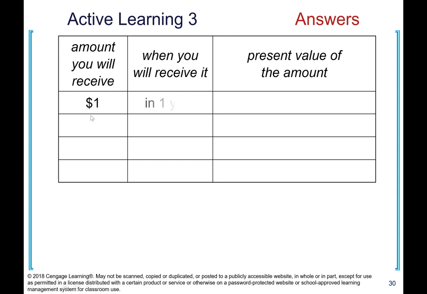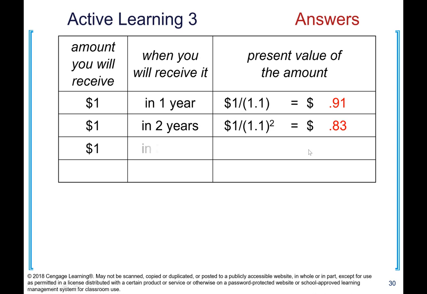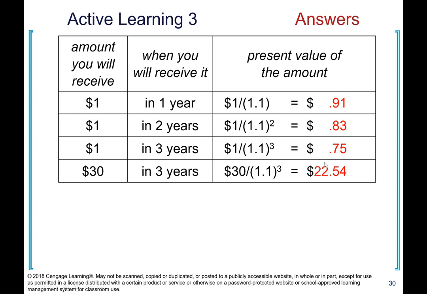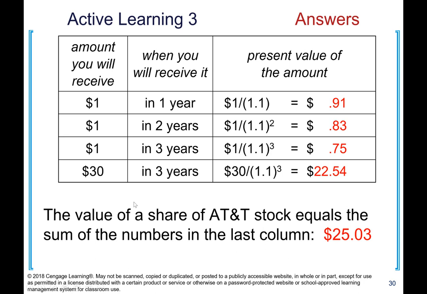Find the present value of the stream of dividends and that $30 at the end. So the first dividend comes in the first year. The present value is 91 cents. Second dividend the second year, the third dividend the third year. And then at the end of the third year, you sell the stock for $30. You find the present value of all those and you add it. So the value of a share of AT&T stock equals the sum of all this in red, and that is $25.03.